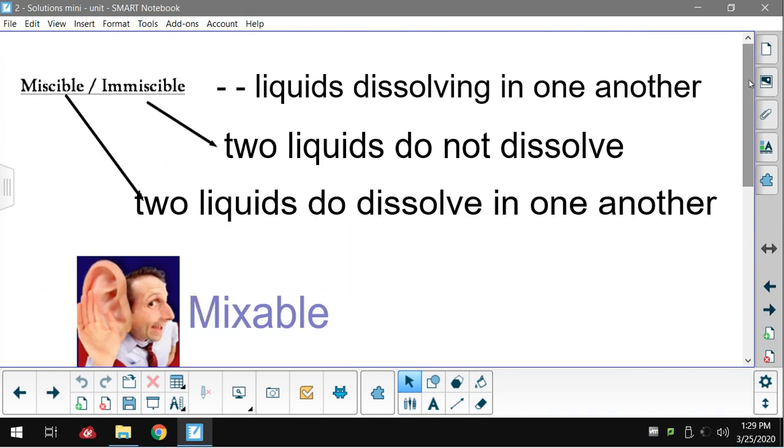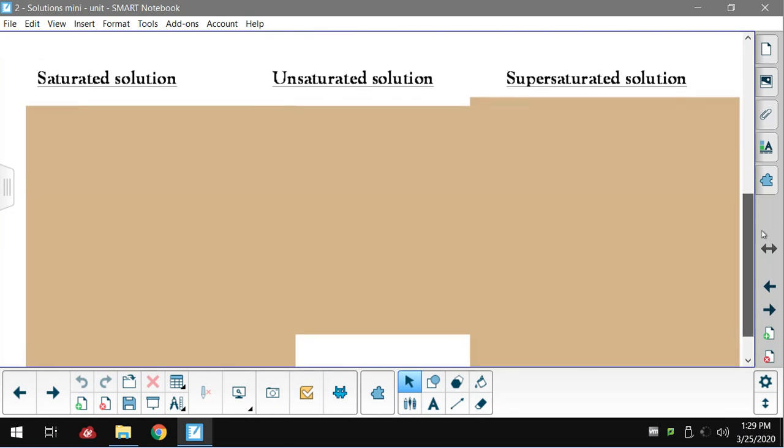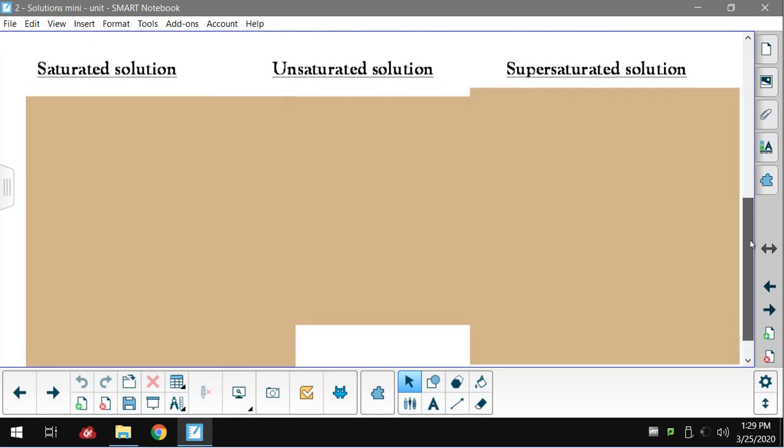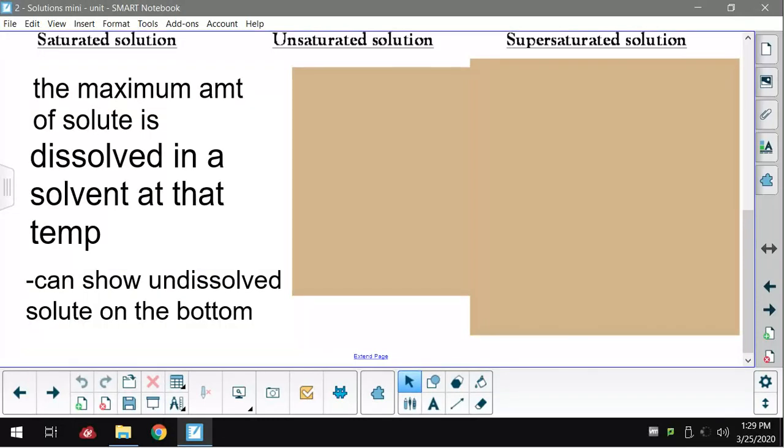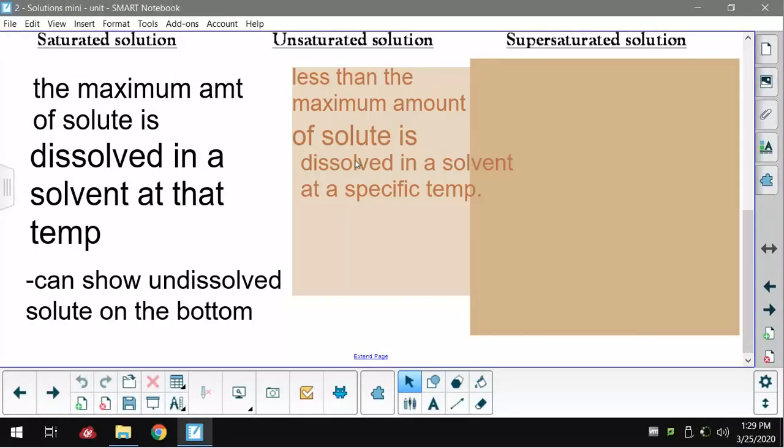All right. Down here, we talked about the three different types of solutions. We can either have a saturated solution, an unsaturated solution, and a supersaturated solution. A saturated solution is on the line because it tells you the maximum amount of solute in that solvent at that temperature. One way they typically tell you is they say there's some undissolved solute on the bottom of that solution. That just means you stirred as much as you could and no more will dissolve. That means it's saturated. If you have an unsaturated solution, that just means it's holding less than it could.